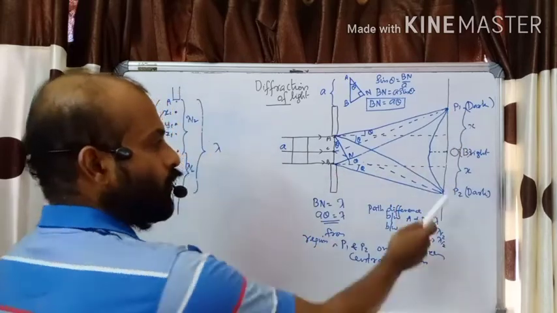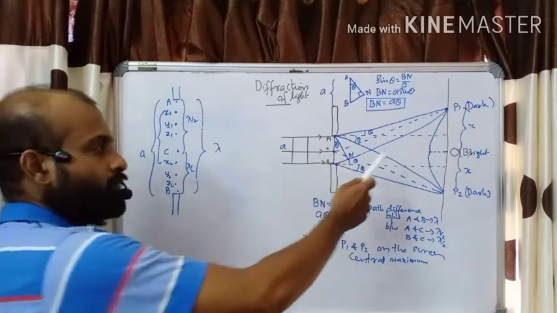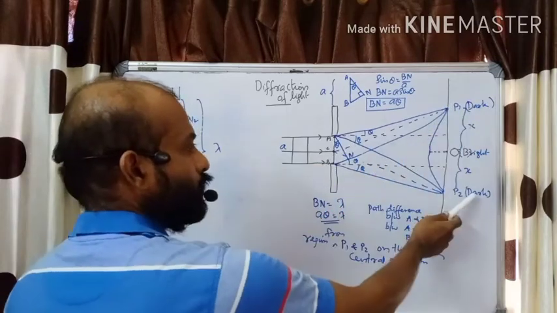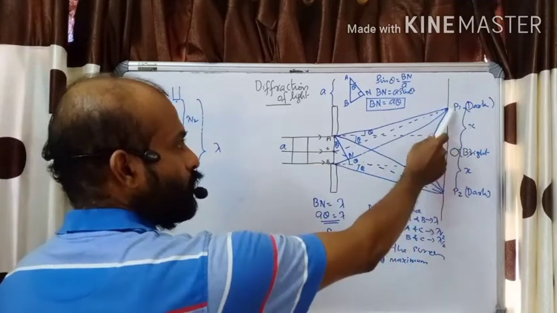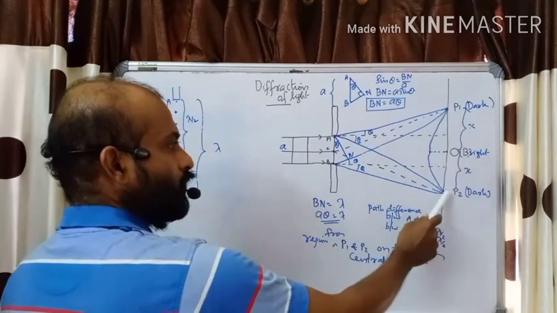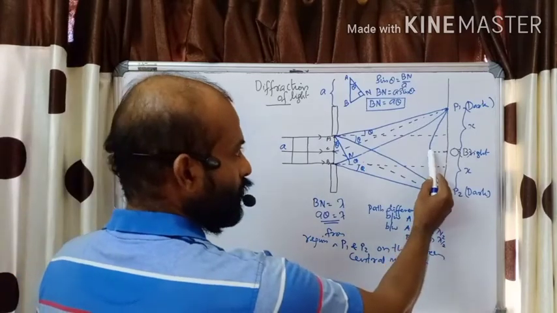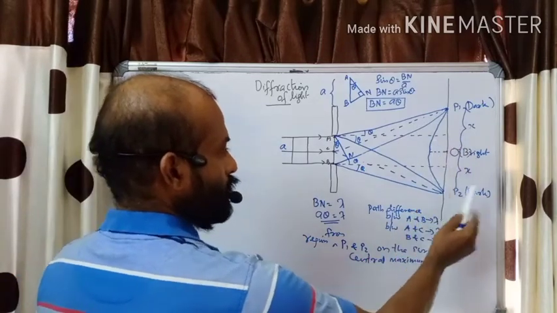On these two points, P1 and P2, we have the dark portion. Up to this point, from P1 to P2, it is the bright portion. Then at points P1 and P2 we have a dark region. Intensity is maximum at the center, then the intensity goes on decreasing like this.